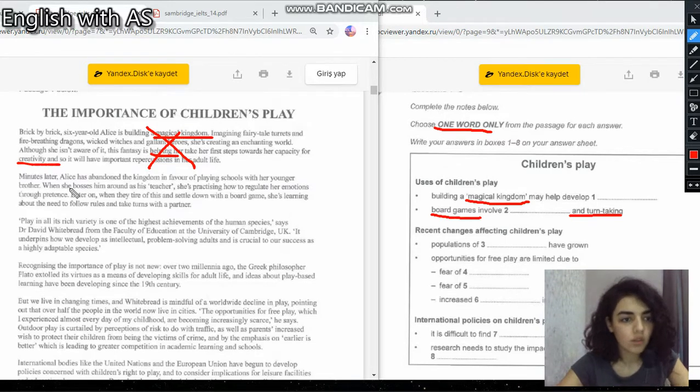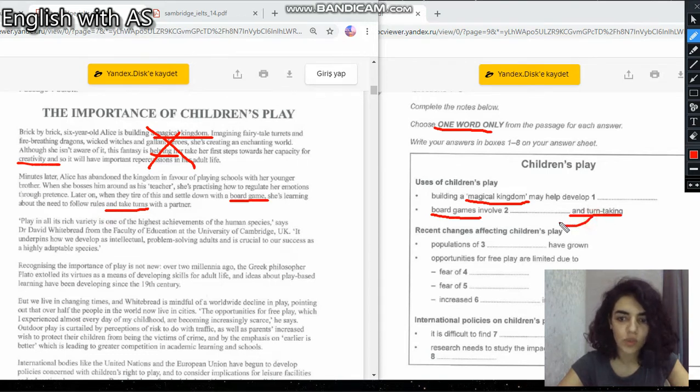Now I'm looking for board games, have board game, not in plural. She is learning about the need to follow rules and take turns. So I have take turns here, and we have turn taking.